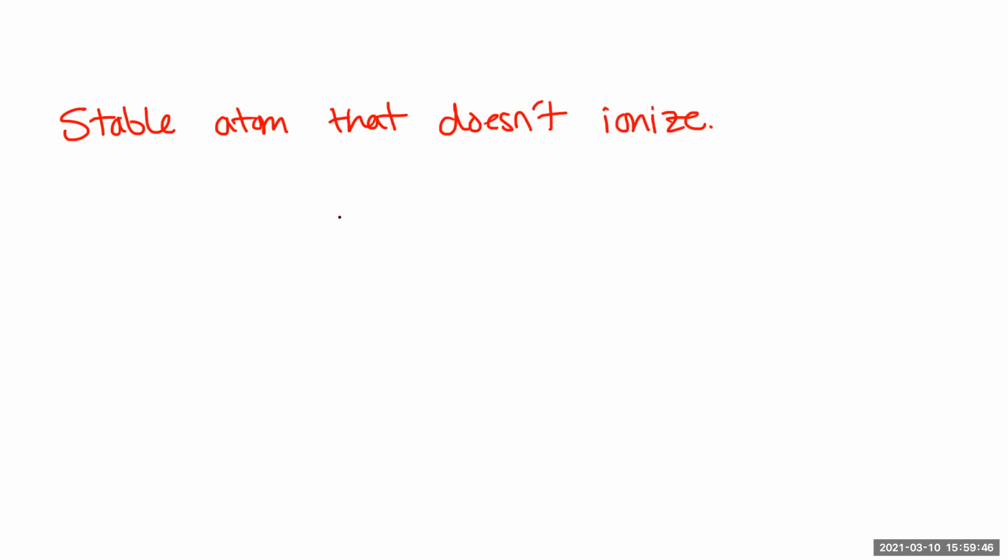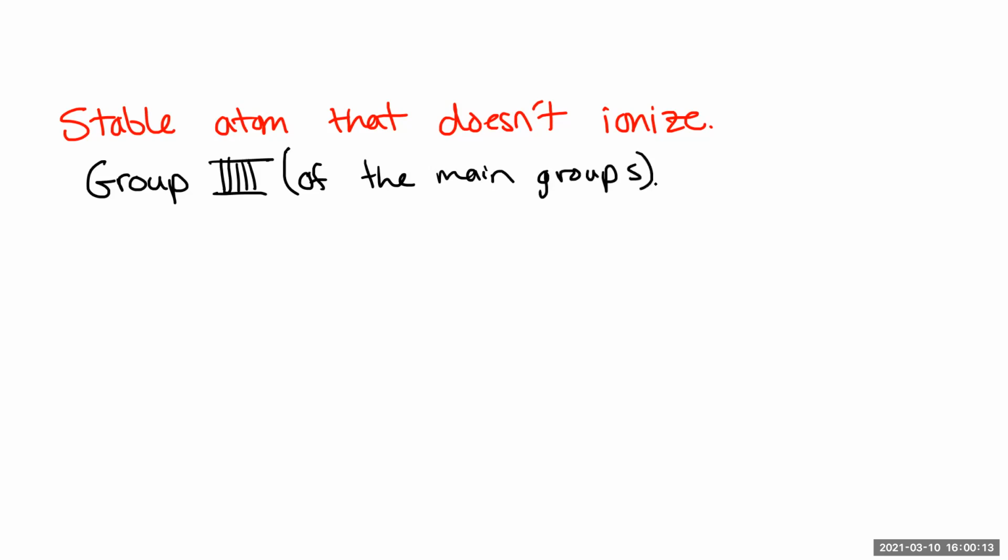Now, studying the elements, chemists discovered that there was one group. Remember, groups are the columns, the vertical families within the periodic table. They found that the group known as group 8 of the main groups, this means completely ignoring the transition elements. So group 8, if you were counting across the top, ignoring the transition elements, does not easily ionize. In fact, very difficult to ionize generally. These are your noble gases.